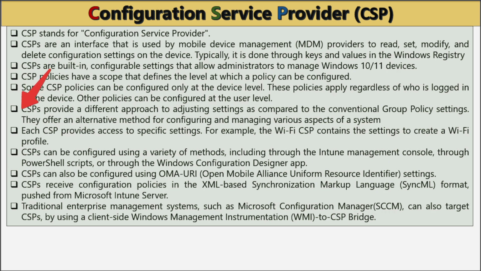So CSP provides a different approach to adjusting the settings as compared to the conventional group policy settings. It offers an alternative method for configuring and managing various aspects of the system. Each CSP provides access to a specific setting. For example, the Wi-Fi CSP contains the setting to create a Wi-Fi profile or to modify or delete a Wi-Fi profile. CSP can be configured using a variety of methods, including through the Intune Management Console, through PowerShell scripts, or through Windows Configuration Designer apps.